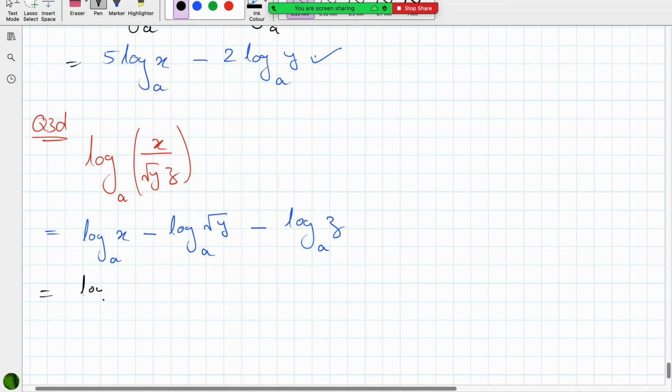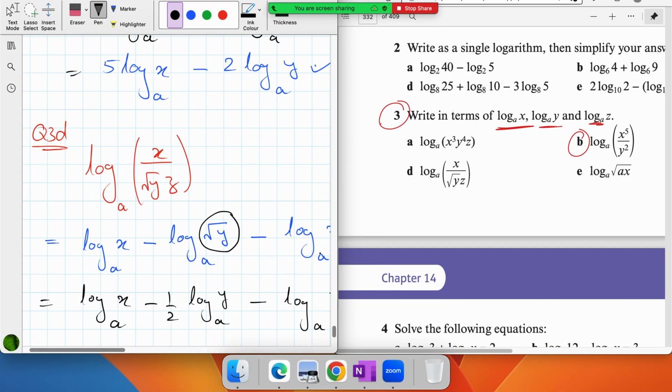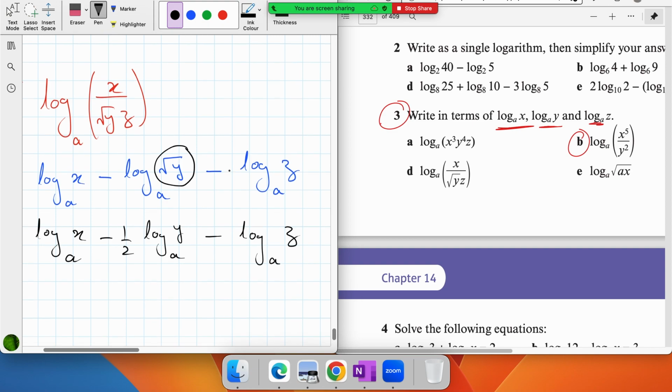Next step, log of x to base a. We know this square root is 1 by 2, minus 1 by 2 log of y to base a minus log of z to base a. As far as the question is concerned, do we have to show each and every working? The answer is no. You may do it directly, but do it carefully, avoiding mistakes.